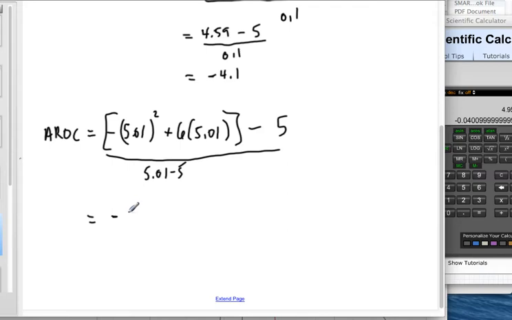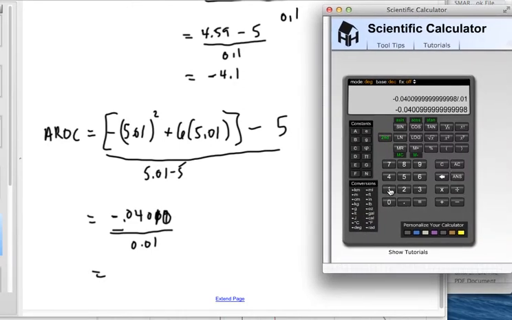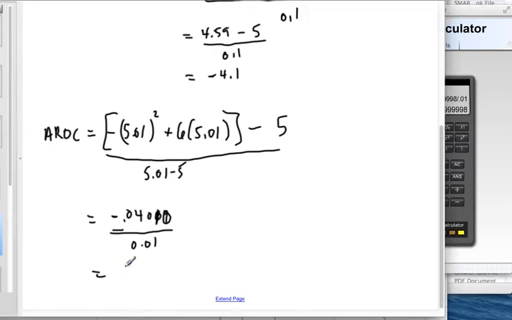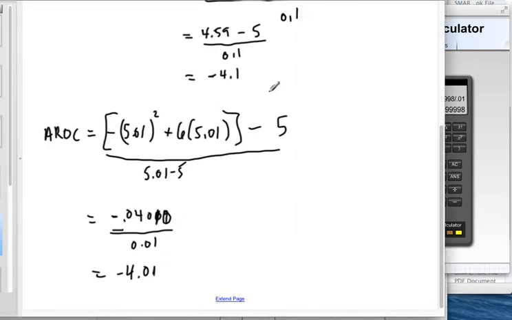Negative 0.04009. I'll write them all in, okay? 999, so that's really a 1 there, okay? And a 0. And I'm going to divide this by 5.01 subtract 5. That's 0.01. So when I divide that answer by 0.01, we get negative 4.01 rounded to 2 decimal places. Okay, so notice that's not exactly the same as this. So I need to do this one more time. Or maybe one more time, I'm hoping.